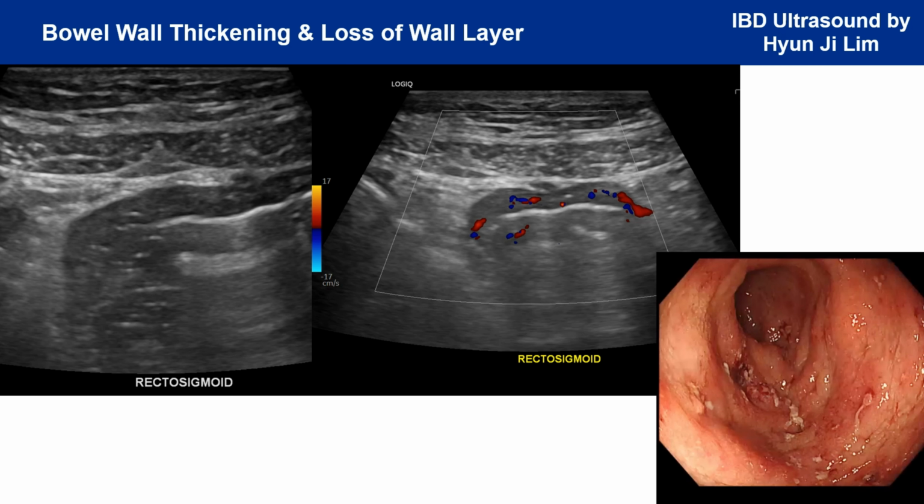This case involves the rectosigmoid colon. The thickened bowel wall demonstrates the loss of normal wall stratification, hypoechogenicity, and mild hypervascularity. Colonoscopy confirmed the presence of several ulcers and corresponding mucosal abnormality.